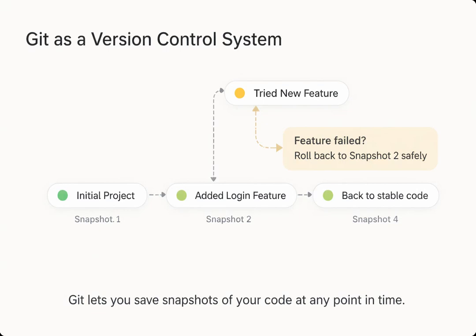Git is a version control system, meaning it keeps a full history of your project. Every time you save a snapshot, called a commit, Git remembers exactly what your code looked like at that moment. So if you try that risky new feature and it fails, you can simply roll back to your last good snapshot. Your original code is completely safe. The instructor emphasizes this point strongly. Git is primarily used for version control, and that's the most important reason to learn it.